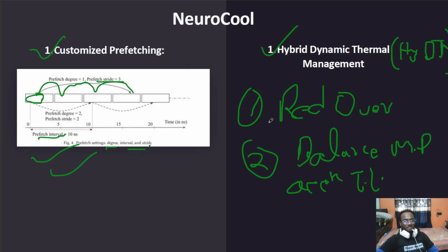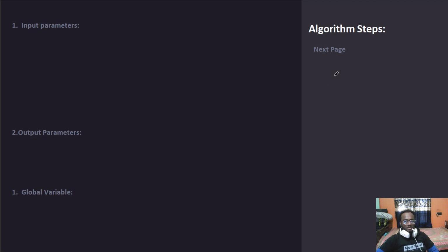So let's come to the main thing, the algorithmic steps. We'll discuss the algorithm in the next part. Before understanding the algorithm, we have to take a glance at what parameters we are using here. So let's discuss the input parameters first.